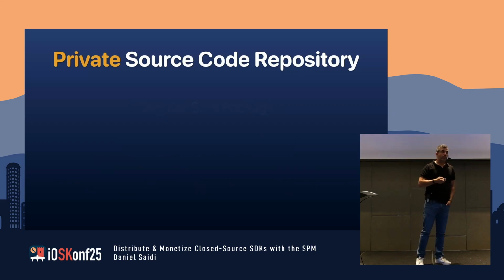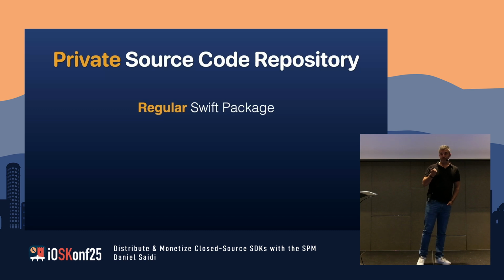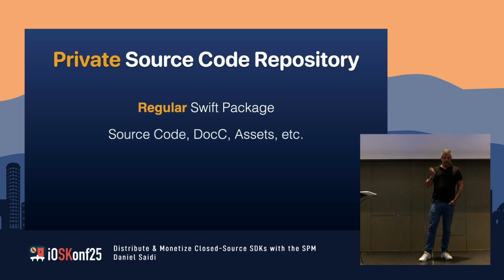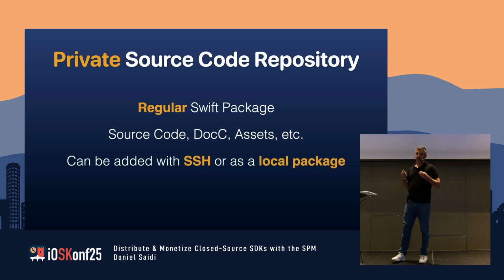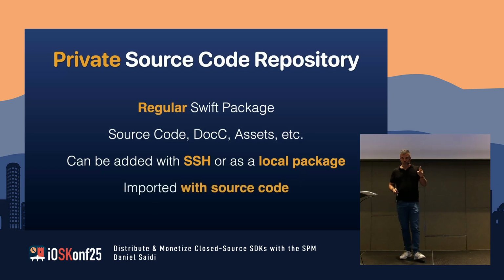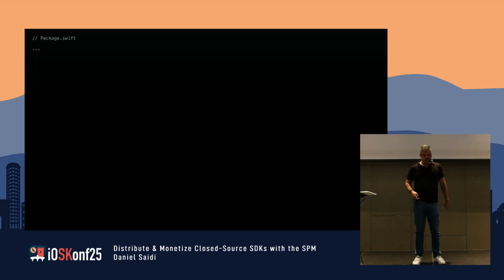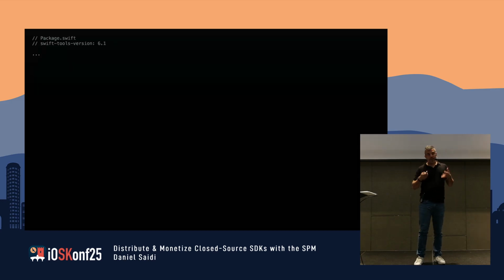So a private repository is going to contain a regular Swift package. We're going to see how we build that in just a second. The regular Swift package can contain source code, DocC, assets, etc. And if you have access to the private repository, you can add it with your SSH key, and then it's just going to work like an open source project. But this is going to be imported with source code, and that is something you do not want to give to people.